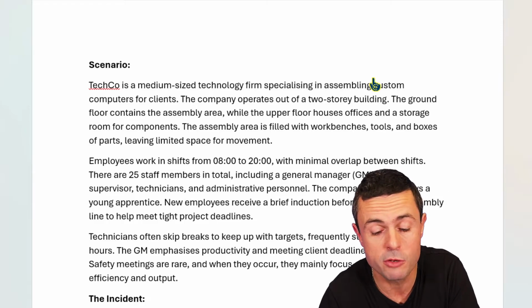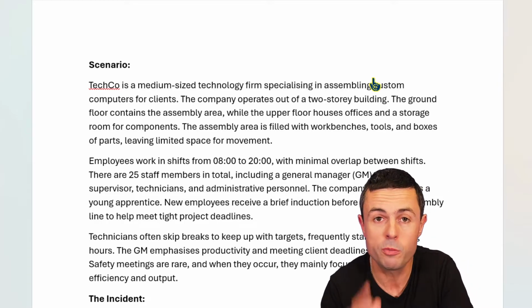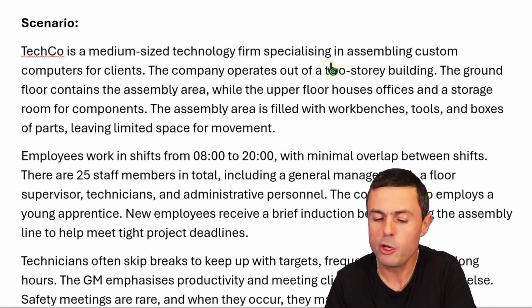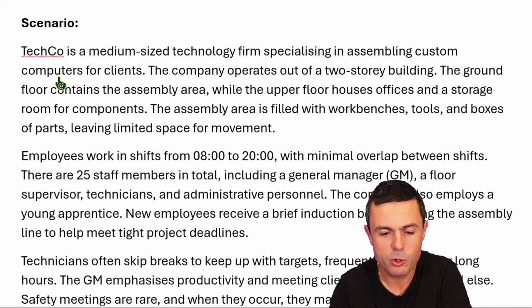This is not a NEBOSH scenario. NEBOSH scenarios are copyrighted. I'm not allowed to use them in the video, but this is pretty close. Might not be perfect, but it's pretty close. So let's have a quick read through of it.